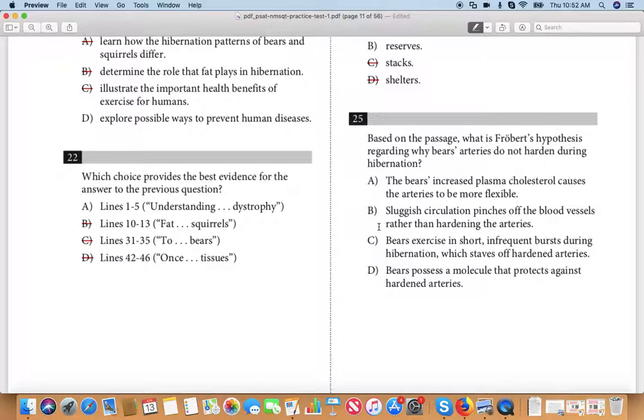You're right. You might guess what could happen. You're going to make a prediction about what's happening. Good. So Frobert has some hypothesis regarding why bears' arteries do not harden during hibernation. Do you remember from reading the passage, Irene, what his hypothesis is?